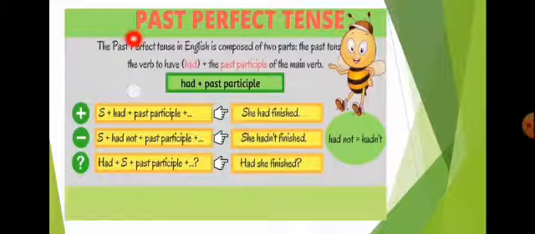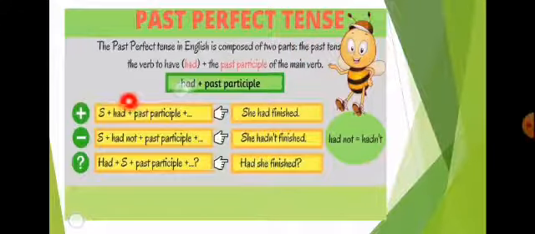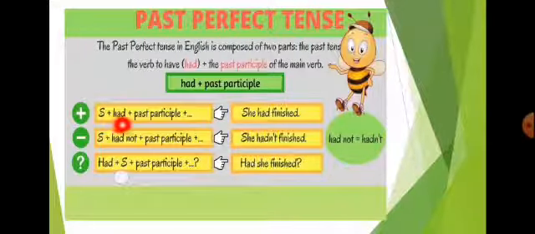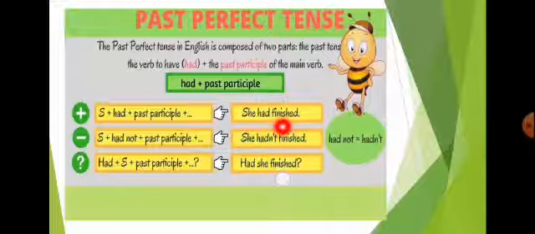First we will see the formulas of past perfect tense. The past perfect tense in English is composed of two parts: the past tense of the verb to have, had, plus the past participle of the main verb. For making positive sentences, first we will write subject, then had, then past participle, means third form of the verb, then object. She had finished. She is subject, had is the helping verb of past perfect tense, finished is the past participle, means third form of the verb. Here is no object.